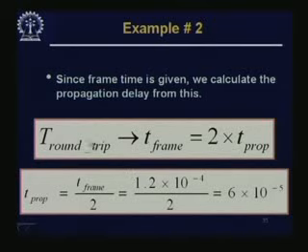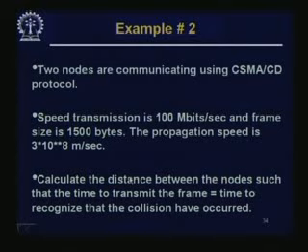So the same thing. Since frame time is given, we calculate the propagation delay from this. So t round trip, which is equal to the t frame, is equal to 2 into t prop. So t prop is equal to t frame by 2, and what is the t frame? That is the time to, you remember, if I go to the previous slide once again, we have 1500 bytes which is being pumped at the rate of 100 megabits per second.